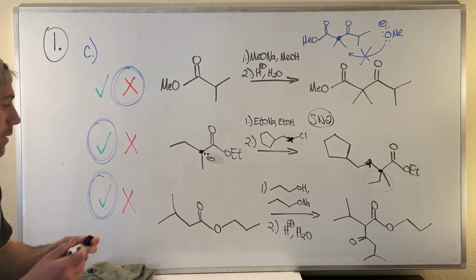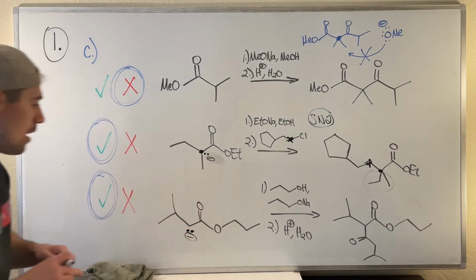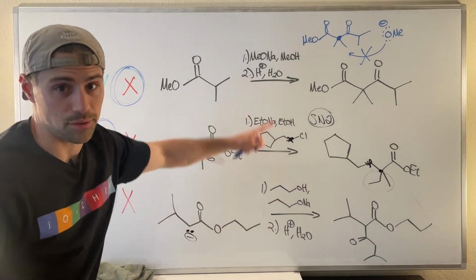That's our base that will make this our ester enolate right here by deprotonating. And then we just have acidic workup. So this is just another Claisen condensation, right?